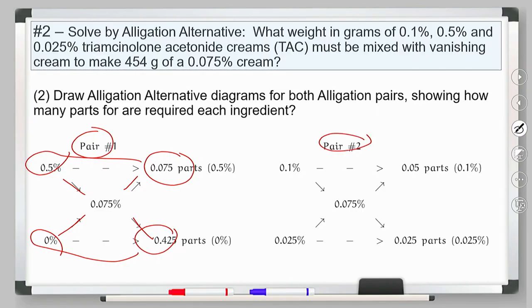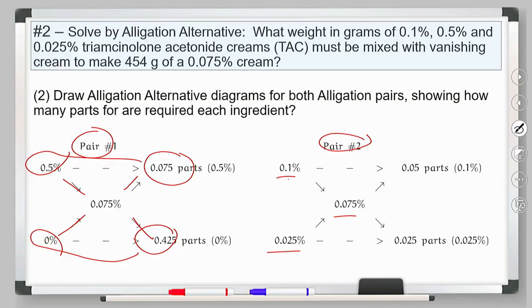Now let's look at pair 2. We said the high was 0.1, the low was 0.025. My desired is still 0.075, so cross subtract carefully. Why are these questions a little bit harder? Are the numbers a little bit longer? Yes, sometimes people mess up with their decimal points and so forth, so you still need to be careful with your math.